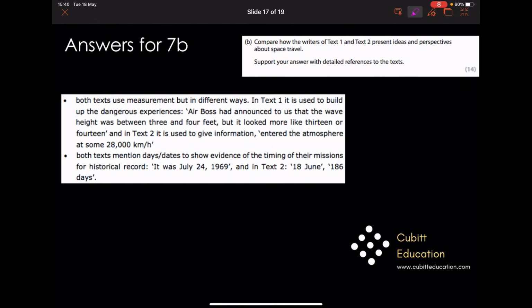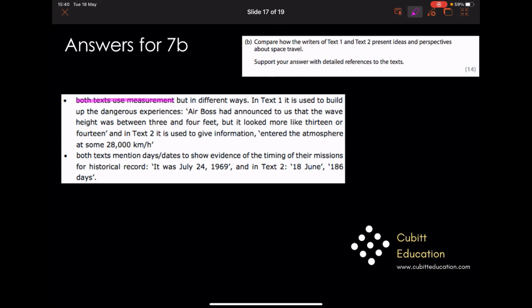Okay, final examples, 2 more for you. Both texts use measurement, but in different ways. I thought this was quite an interesting one. In text 1, it is used to build up the dangerous experiences: "Airbus had announced to us that the wave height was between 3 and 4 feet, but it looked more like 13 or 14." And in text 2, it is used to give information: "Entered the atmosphere at some 28,000 kilometers per hour." Again, a good sentence, 2 marks there at least.